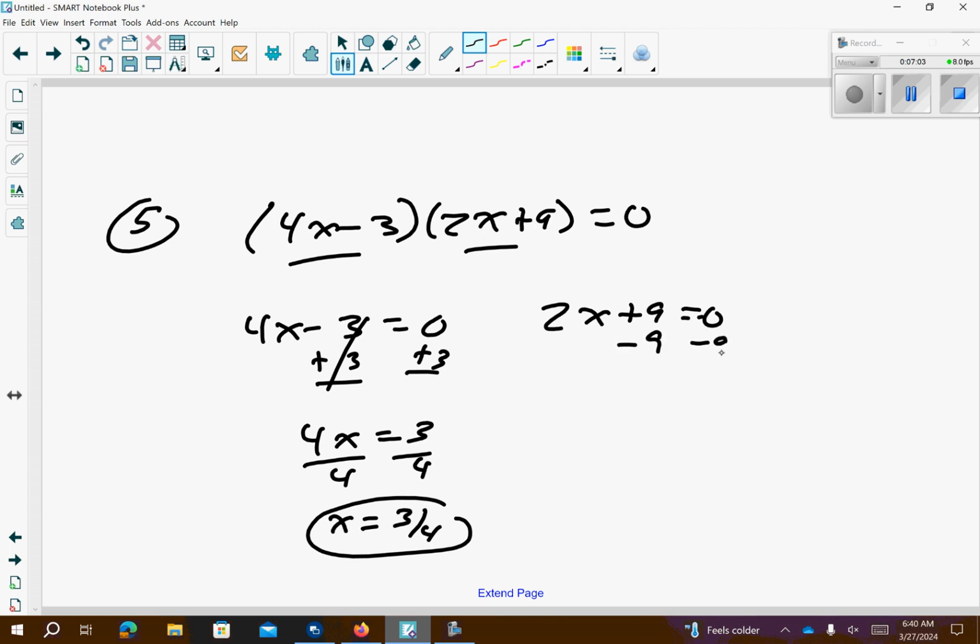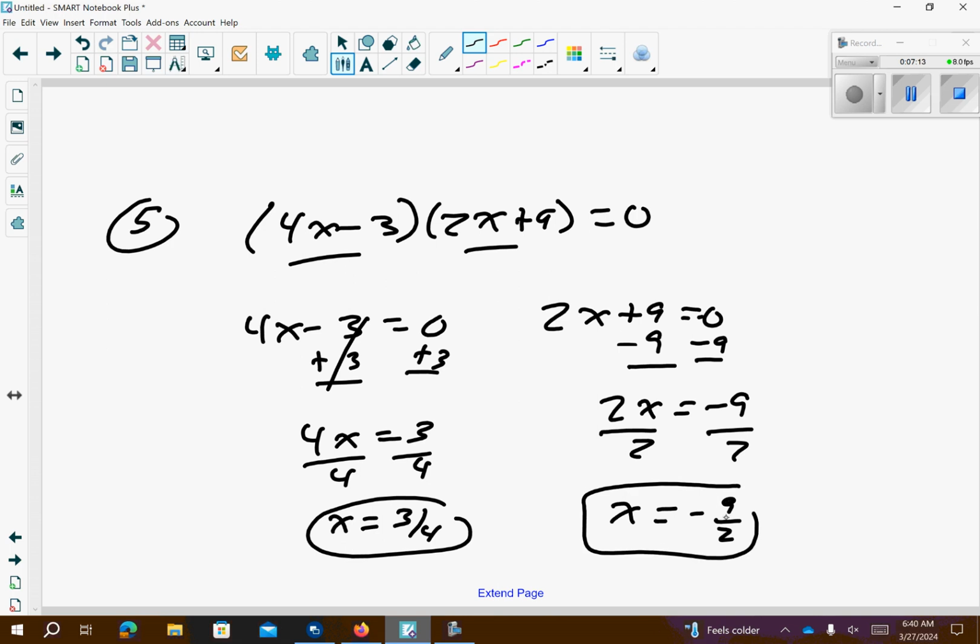If I subtract 9 from both sides, and then divide both sides by 2, I get x equals negative 9 over 2. If I plug negative 9 over 2 in for both those x's, the answer would also come out to be 0.